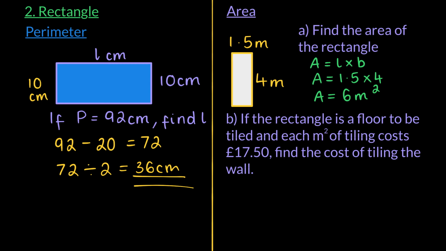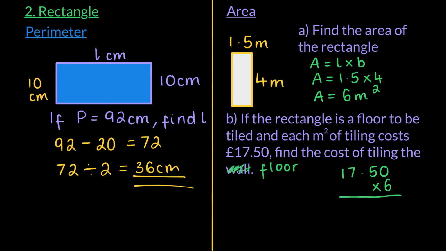And part B says if the rectangle is a floor to be tiled and each square metre of tiling costs £17.50, find the cost of tiling the floor. So we'll just pretend that that says floor. Okay. So we know that 1 square metre costs £17.50, but what we need is 6 square metres. So the sum that we're going to do is £17.50 times 6.